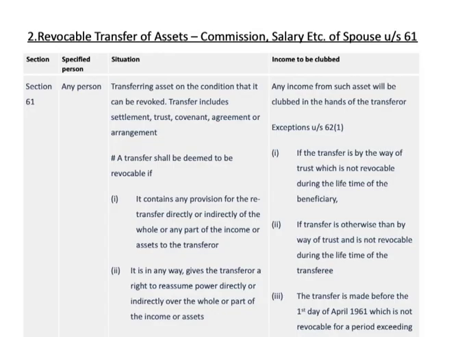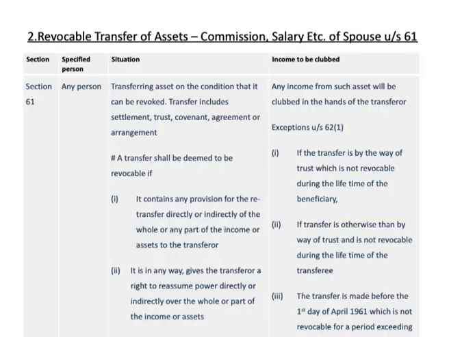Transfer includes settlement, trust, covenant, commercial loan, agreement or arrangement. A transfer shall be deemed to be revocable. So, what does it mean by saying revocable? It says if it contains any provision, that is an agreement between the parties, for the retransfer directly or indirectly of the whole or any part of the income or assets to the transferor. So, the transferor transfers it to the transferee with an agreement that at any time in the future he shall recover the asset back or get it retransferred. Such a transfer is called a revocable transfer.